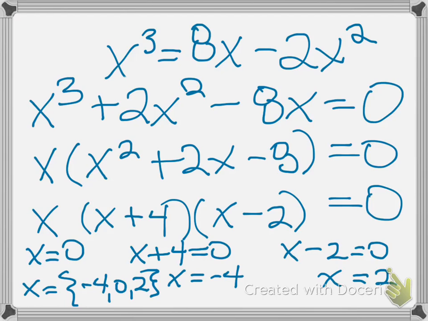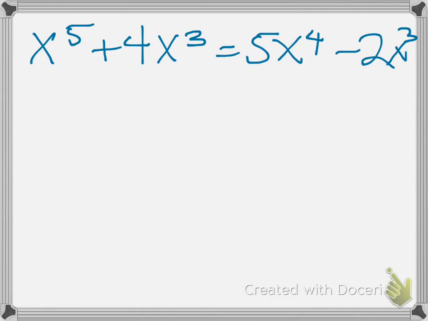Anyway, like I was saying, we've got these three solutions to our polynomial equation. That also means that if we graphed our polynomial x cubed plus 2x squared minus 8x, we would see three zeros, or three x-intercepts, at x equals negative 4, x equals 0, and x equals 2. So keep in mind that the solutions to your polynomial equation are also the x-intercepts of that polynomial function. Let's do one more example.